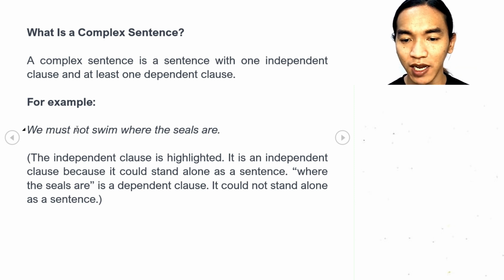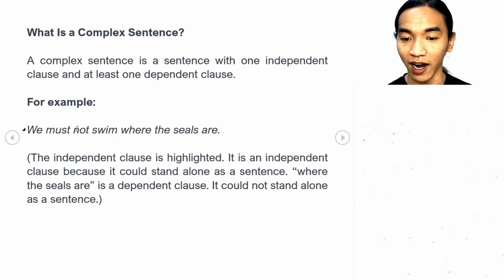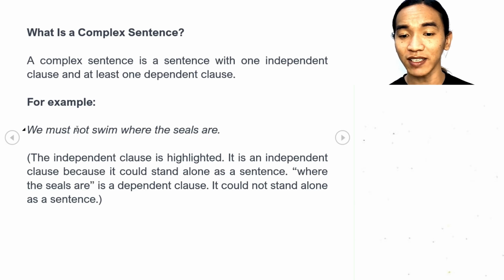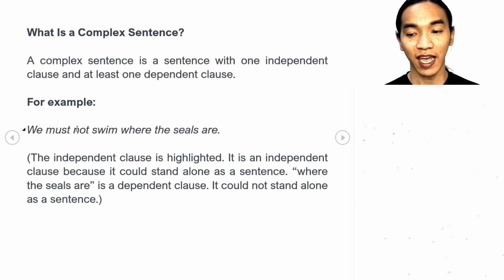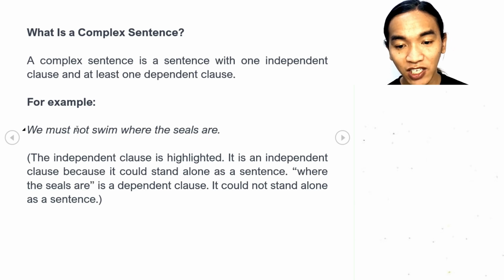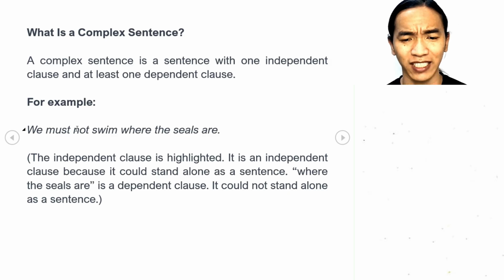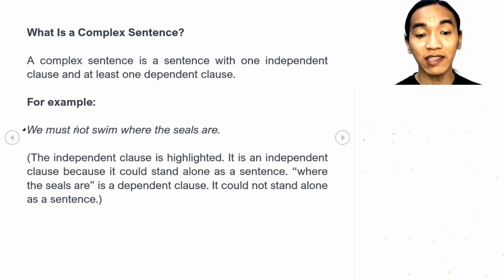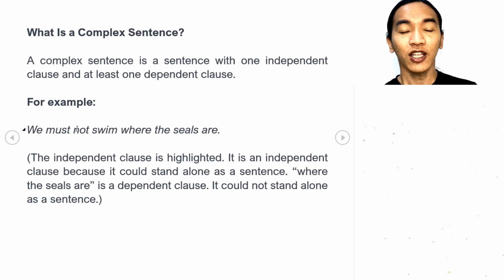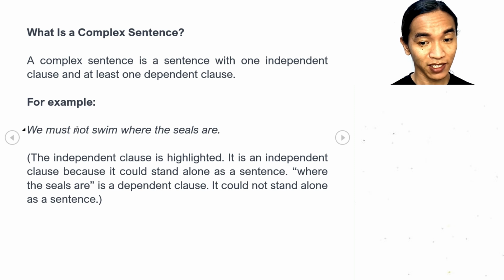Example here: we must not swim where the seals are. The independent clause is the sentence, we must not swim. Then the dependent clause here is actually where the seals are. That is your dependent clause. It could not stand alone. It needs an independent clause to have a complete meaning or sense to the sentences.